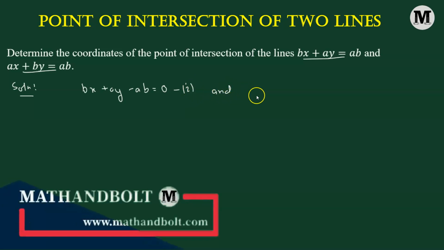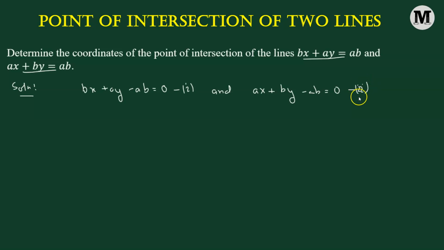And then we have the other equation, ax plus by minus ab equals 0. So that's going to be the second equation. Now to find the coordinates of the point of intersection of these two lines simply means to solve these two equations simultaneously to obtain the values of x and y, and that's going to help us obtain the coordinates of the point of intersection.